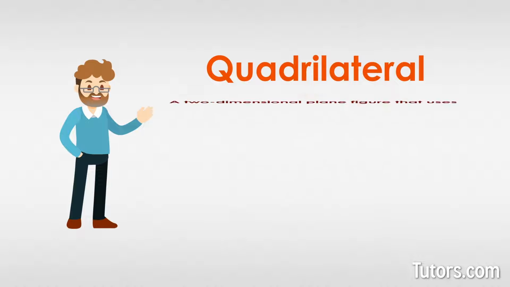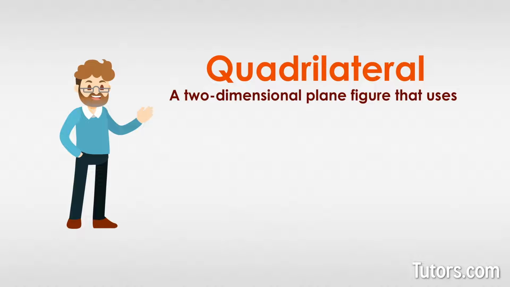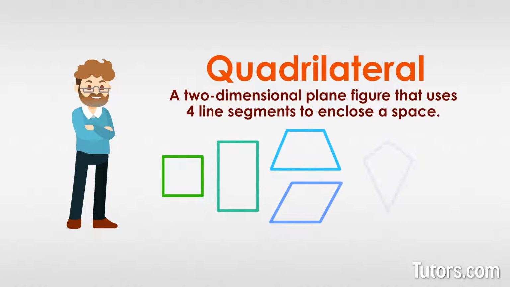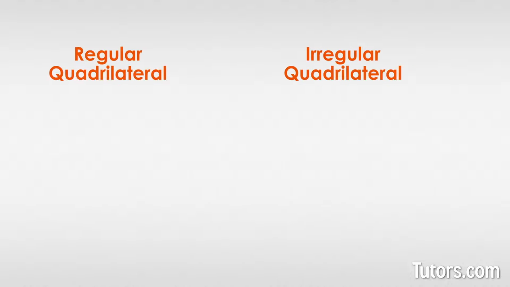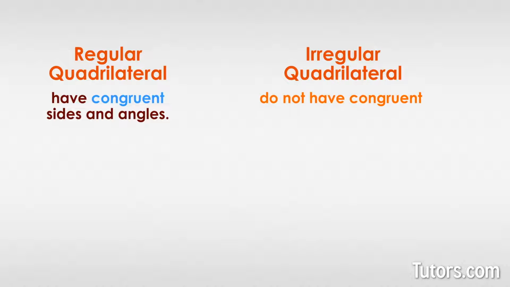A quadrilateral is a two-dimensional plane figure that uses four line segments to enclose a space. Here are some examples. Quadrilaterals can be regular or irregular. Regular quadrilaterals have congruent sides and angles. Irregular quadrilaterals do not have congruent sides and congruent angles.